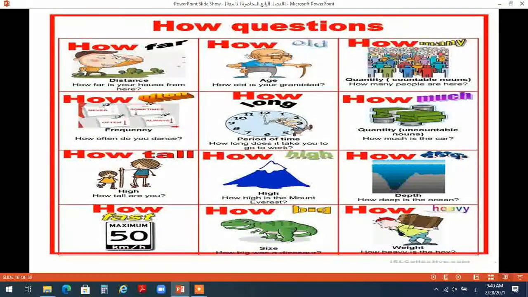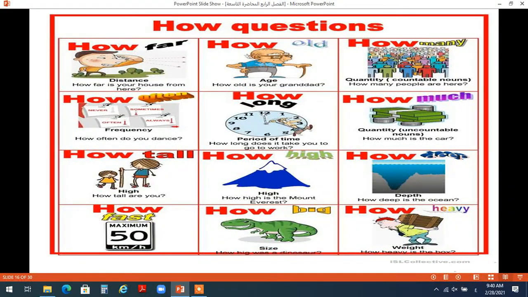How much أيضا it is used to ask about the quantity, but here it is uncountable nouns. الكمية تكون غير معدودة. For example, how much money do you want? How tall? It is used to ask about the highness for people. How tall are you? Or how high? Also it is used to ask about highness, but regarding buildings or mountains, etc. For example, how high is the Mount Everest?